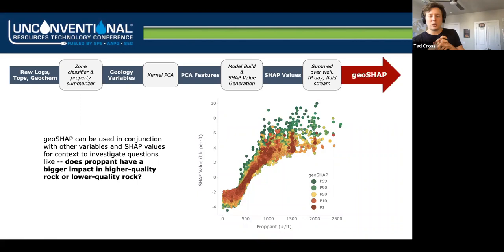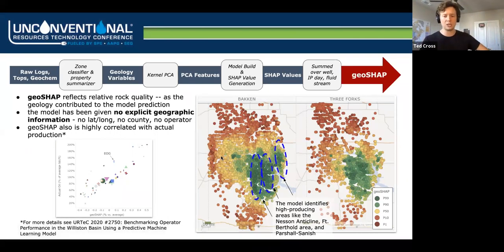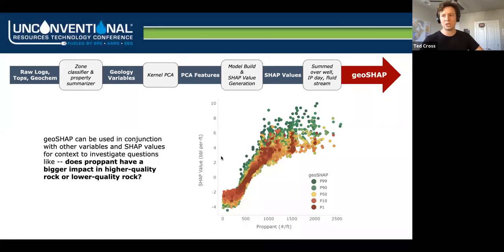So we will also use the GeoSHAP in conjunction with our other SHAP plots to provide some context for them. A very common question that people will come to Novi with is, should we be customizing our completions or our spacing or our other design parameters to specific rock qualities? And GeoSHAP is a good summary of the overall rock quality. And as such, it can help you figure out, if you're an operator who has some rock here in the good stuff and also some rock over here in the poor stuff, like Continental Resources, should you be applying the same completion design in each of those?